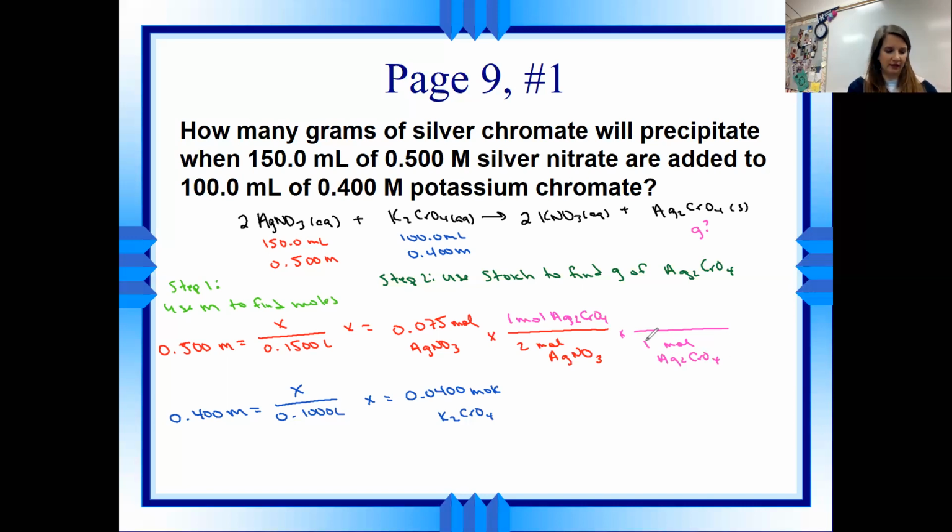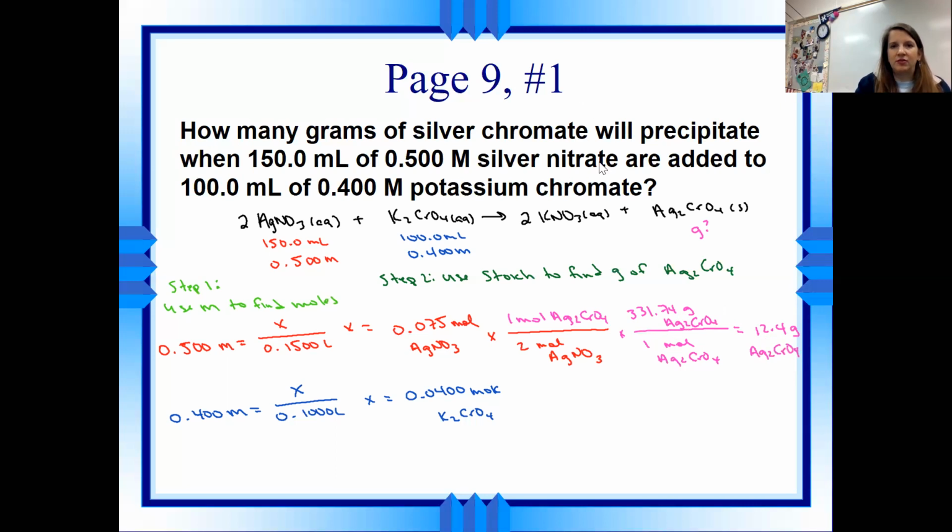I'm going to put my molar mass. My molar mass is 331.74 grams of silver chromate. And I can go ahead and solve. And that's going to get me 12.4 grams of silver chromate.